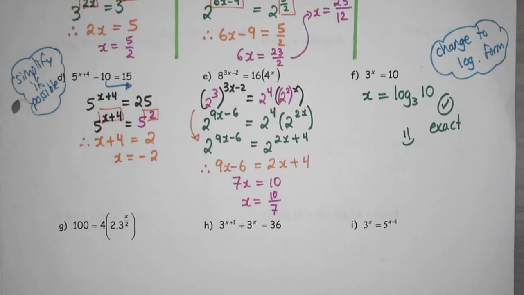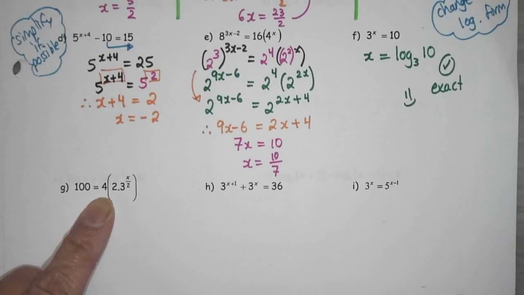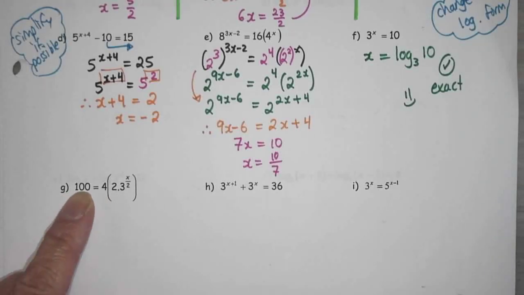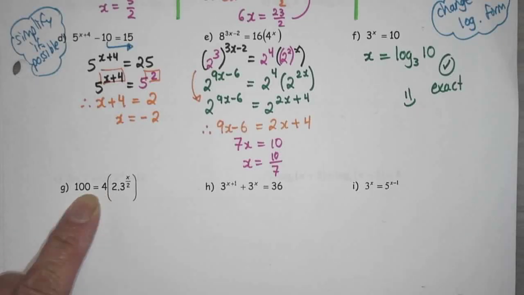Next question. Here. So looking at strategies, we go, okay, changing it to the same base. There's 100 and 2.3. Can't change that to 2.3, no. Is there anything I can do to simplify?